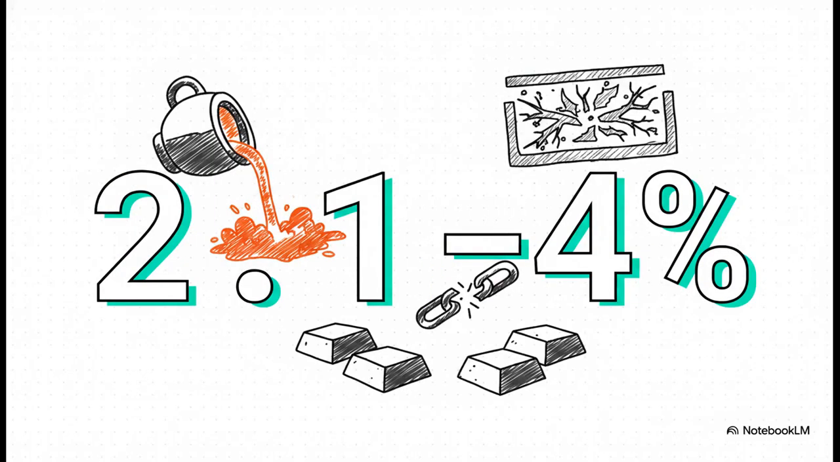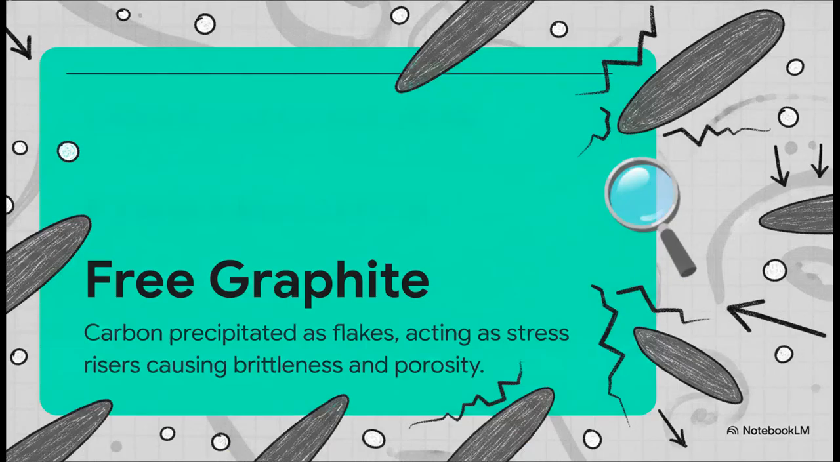But then look at this massive jump for cast iron. Up to 4% carbon. That is huge, and it completely changes the metallurgical game. When you have carbon levels this high, the material behaves in an entirely different way as it cools down from a molten state. Because of that massive carbon content, cast iron produces something called free graphite.